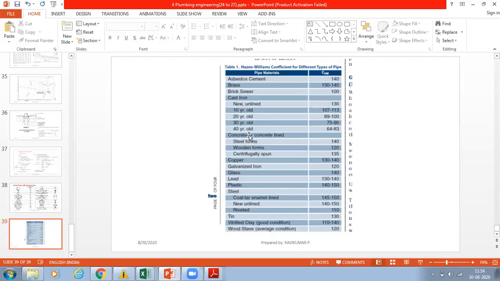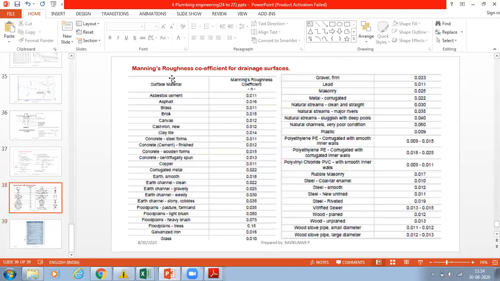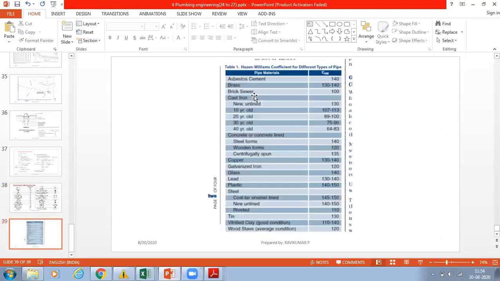You have to take the C value from this table, the Williams coefficient of different pipe types. For the Manning's roughness coefficient, you have to take the Manning's tabulation. This is the Manning's tabulation. You have to take the roughness value for the Manning's formula, where the roughness coefficient is mentioned by the letter n. In the Williams formula, the roughness value is mentioned by the letter C. Like that, you have to take it from the table or the calculation.